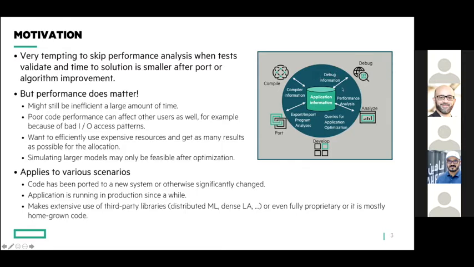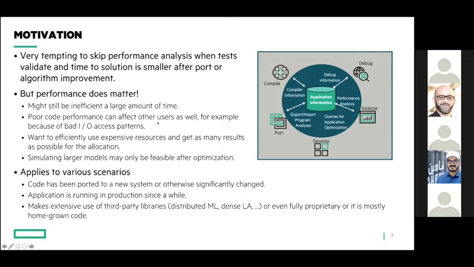You have a closer look at what happens. To be very honest, it is very tempting at this point to just skip performance analysis because of time pressure. Let's say you have a paper you want to publish, you don't have time to analyze performance, so you skip this step and go to the implementation of the next model part. But performance does really matter. Even if you experience a performance boost after having implemented a new algorithm or ported to GPUs or whatever, it can still be that your application is doing very inefficient things most of the time.